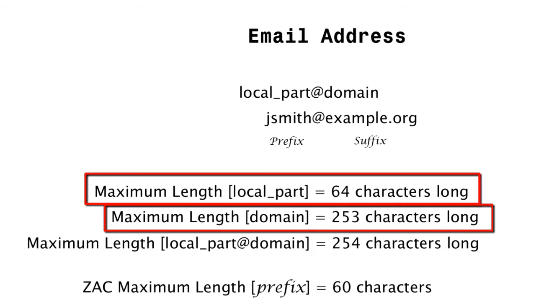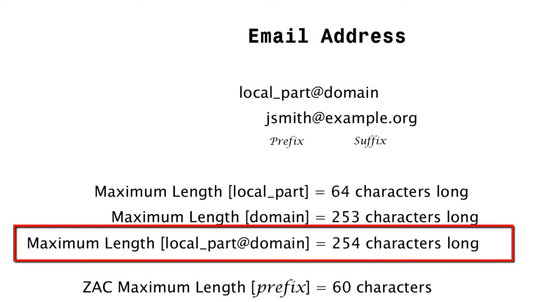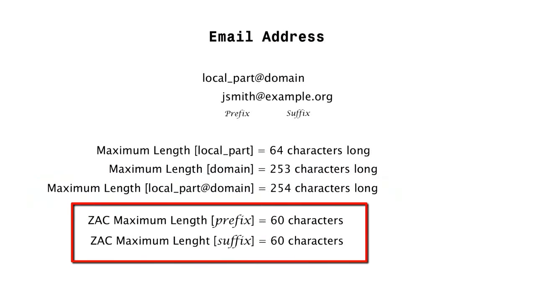The local part may be up to 64 characters long, and the domain name may have a maximum of 253 characters. The entire email address is restricted to be no more than 254 characters. ZAC adopts a maximum length for both prefix and suffix of 60 characters, since it is unlikely the user will ever encounter an email address longer than 121 characters. In case the user faces such a situation, changes in the length of the prefix or suffix can be made inside zacfirm.sdf.